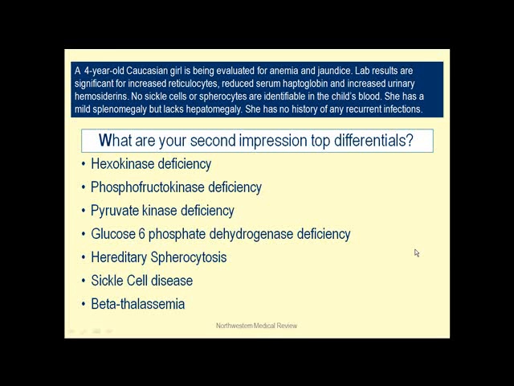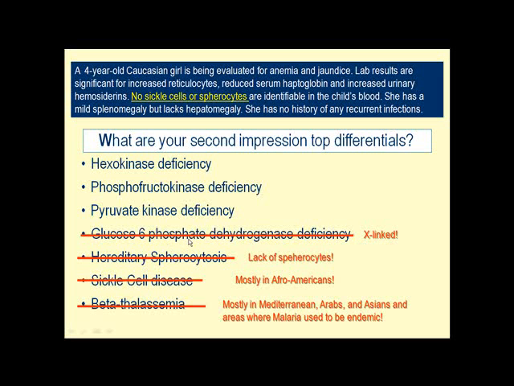Now, what are your second impression top differentials? Which one you can rule out? Several of them you can rule out if you look at the case scenario more closely. For instance, you can rule out glucose 6-phosphate dehydrogenase deficiency because this one is X-linked. But you have a girl in here. Secondly, you mostly see this among the Afro-Americans or individuals of the Mediterranean origin. So that one can be ruled out.